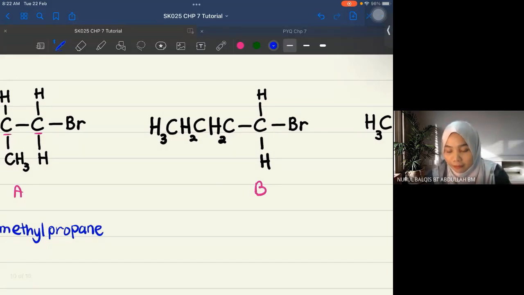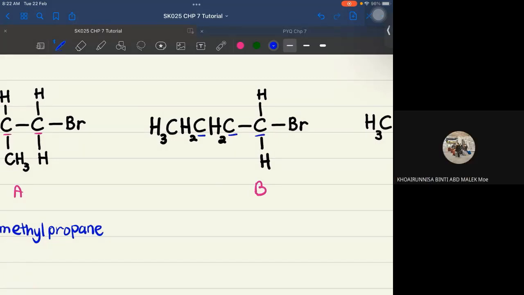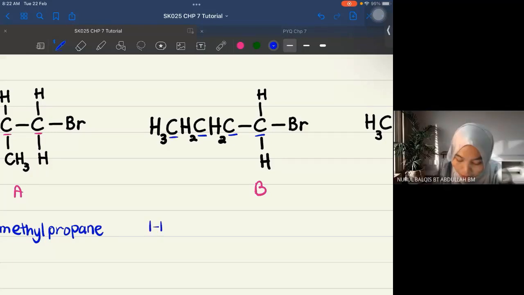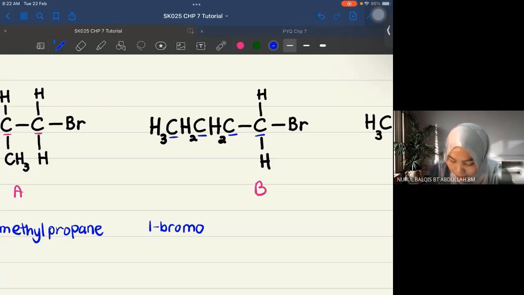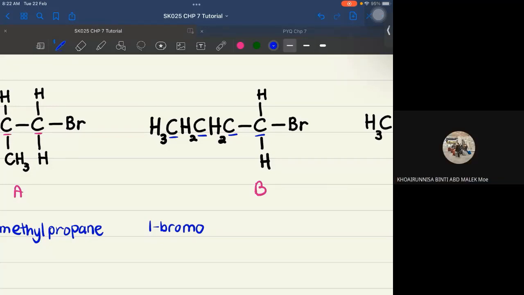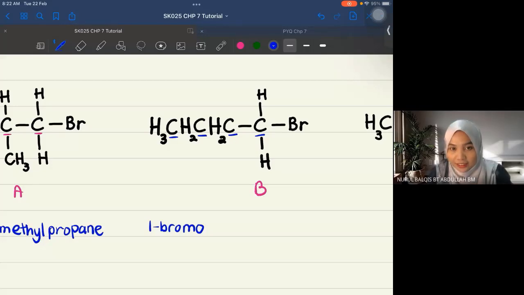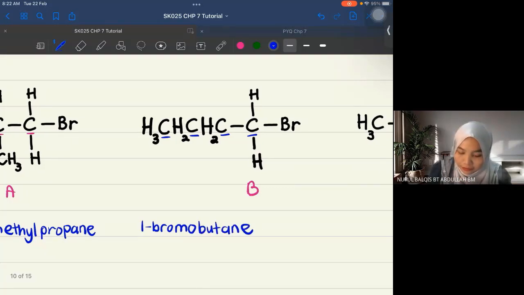How to name this compound B? 1, 2, bromo, pentane. 1 bromo. 4 ke 5 tu? 4 karbon. Jadi pentane ke? Butane. Butane. Butane. Yes, 1 bromo butane. Good, thank you.